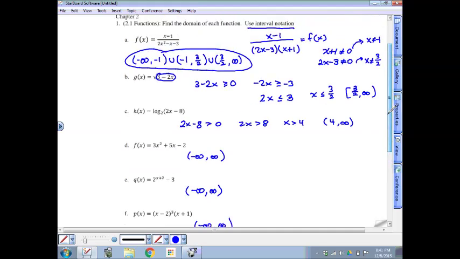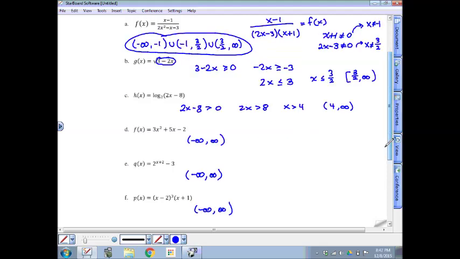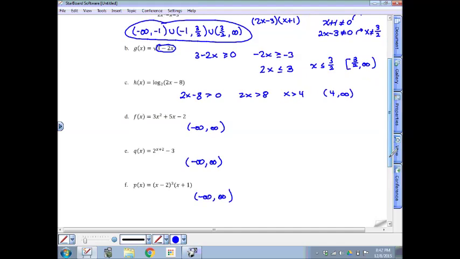So these types of functions here, functions in the form of a fraction, radical functions inside of a square root, or logarithm functions, these all had domain restrictions, whereas quadratic, exponential, and polynomial functions have no domain restrictions.